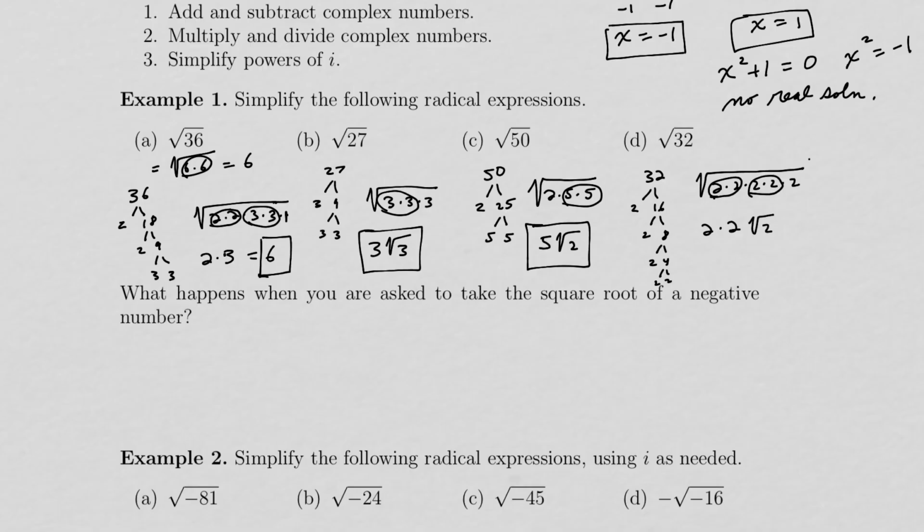And then I can simplify this. 2 times 2 is 4, right? So this is going to be 4 radical 2. That would be the simplification of square root of 32.